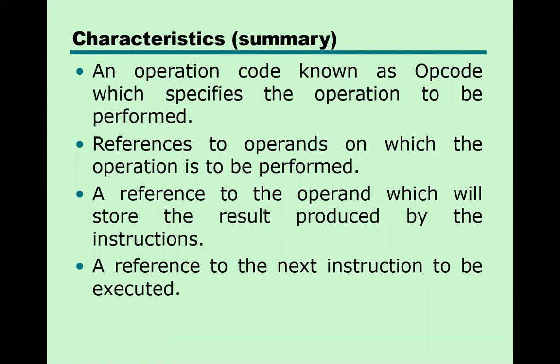A reference to the operand which will store the result produced by the instruction. So after addition of A and B, your result will be stored into A. So A is the reference for the result operand. Once this instruction is executed, the next instruction will be executed. So for the next instruction, again the reference address is required. These are the four things that we have discussed here: the opcode, operand, resultant operand, and next instruction. So this is overall the characteristics of an instruction.